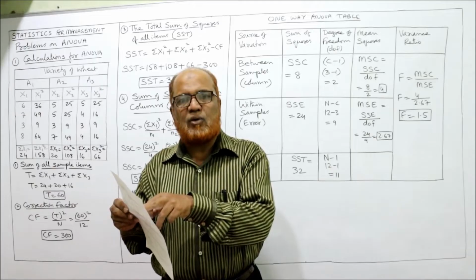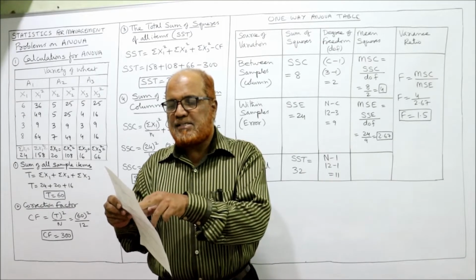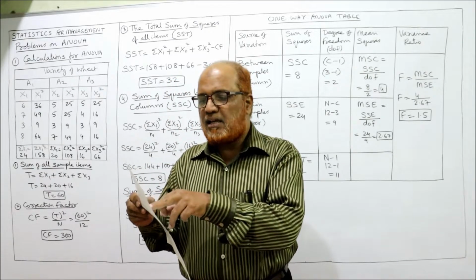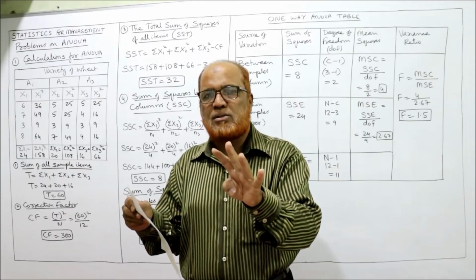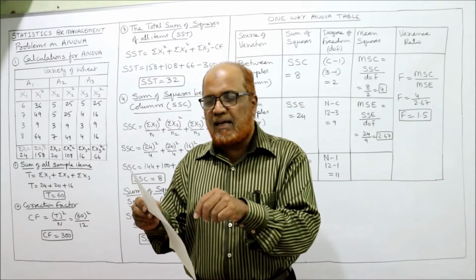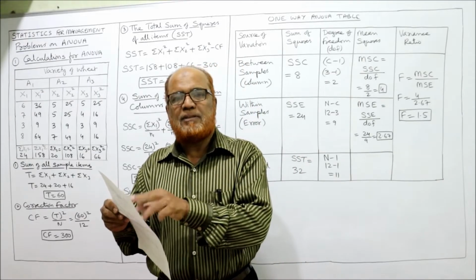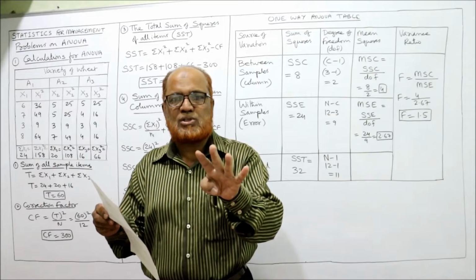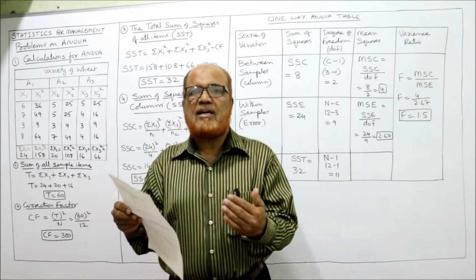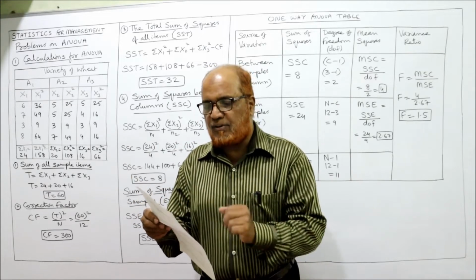Example, A1 variety of wheat. First plot 6, second plot 7, third 3, then 8. These are the output from 4 plots by applying A1 variety of wheat. When we apply A2 variety of wheat, the outputs are 5, 5, 3, 7. These are the output on 4 plots by applying A2 variety of wheat. When A3 variety of wheat is applied, the output from the 4 plots are 5, 4, 3, 4.